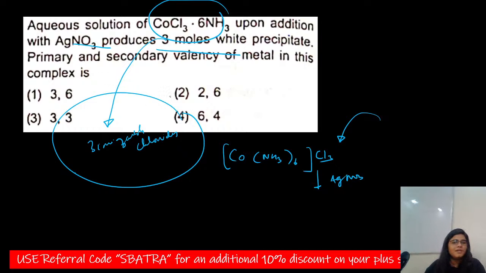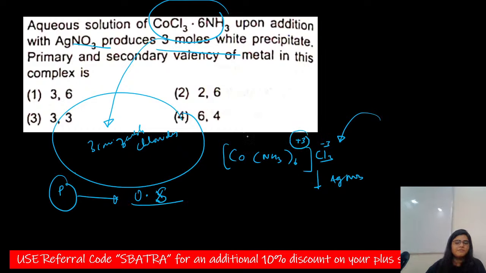Now we need to find out the primary and secondary valency of this metal. What is primary valency? Primary valency is equal to oxidation state. If I calculate the oxidation state, the charge on chlorides is -3, so definitely the metal is +3. So the oxidation state of cobalt is +3, which means I can definitely cancel out these two options.